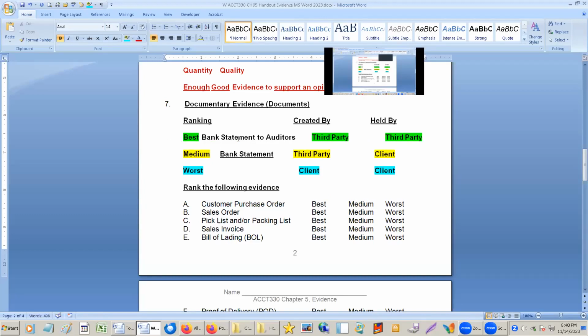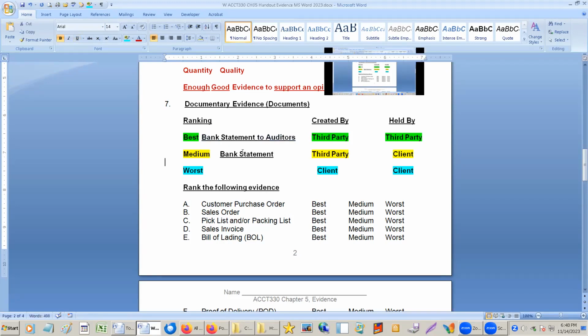Directly to the auditors. Messed up my alignments here. So this is us trying to move up evidence to a higher level. A bank statement to the client is medium. A bank statement directly to us is the best evidence. So we're always trying to move evidence up this ladder.